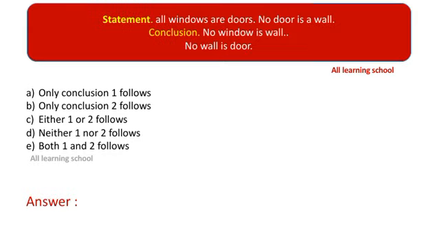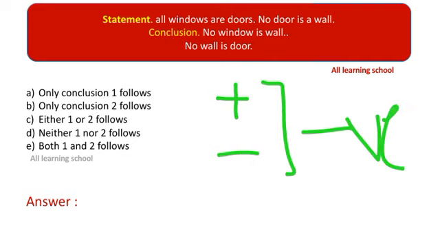Our last MCQ is: all windows are doors, no door is a wall. The first statement is positive, the second statement is negative. If one statement is positive and the other is negative, its conclusion could be negative. As both of these conclusions are negative, both are possible. Now we will assign them their values and merge them. For the rule of merging, they should have some common word. Here the common word is door. Door is present in both statements.